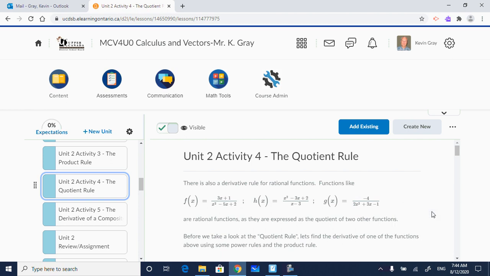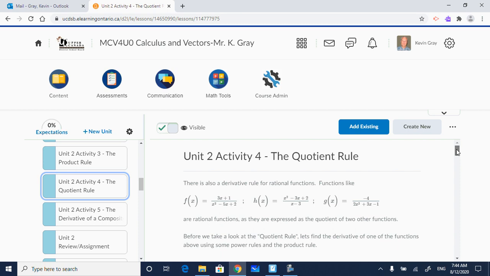Chapter 2, Activity 4, is the quotient rule. And it's another rule, much like the product rule, that we use for finding derivatives of, in this case, rational functions. So rational functions like the ones shown on the D2L lesson that I have on the screen.